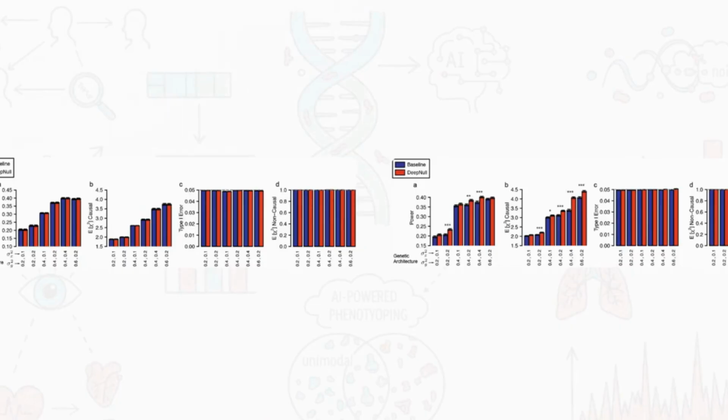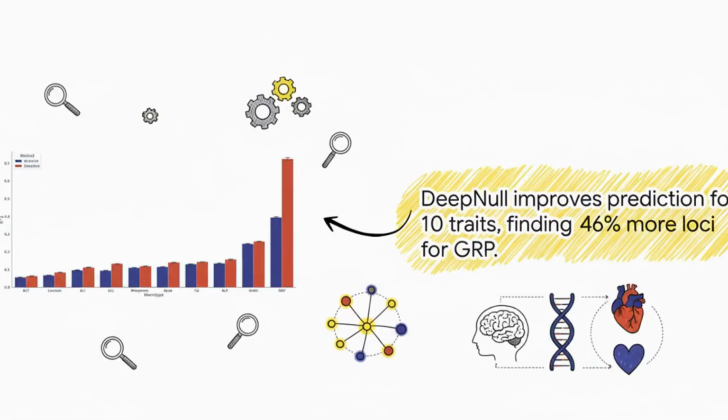So, to deal with this messiness, researchers came up with a really smart AI called Deep Null. It's designed to actually understand these complex, real-world relationships. And check this out. On the left, when the data is simple and straightforward, you can see the old method and Deep Null are basically tied. But look at the chart on the right. When you throw in the kind of complexity you find in actual biology, Deep Null just pulls way ahead. It's like it can see the path through a tangled forest while the old methods are still stuck at the entrance.